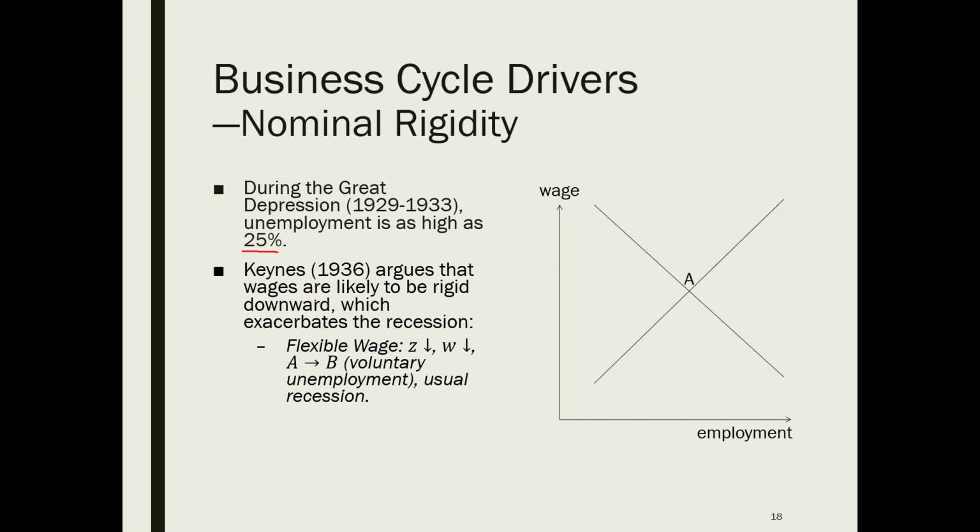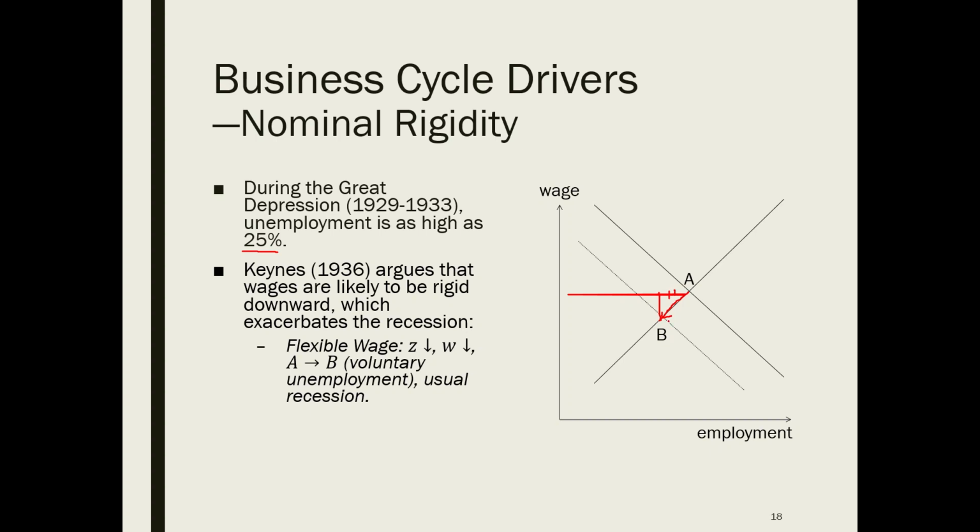However, this fixed high wage can exacerbate the unemployment rate in recessions. To see this, let's look at the diagram to see the intuition. In the classical model, when there is a negative shock shifting the labor demand to the left, the equilibrium employment drops from point A to point B. The gap between A and B is the voluntary unemployment.